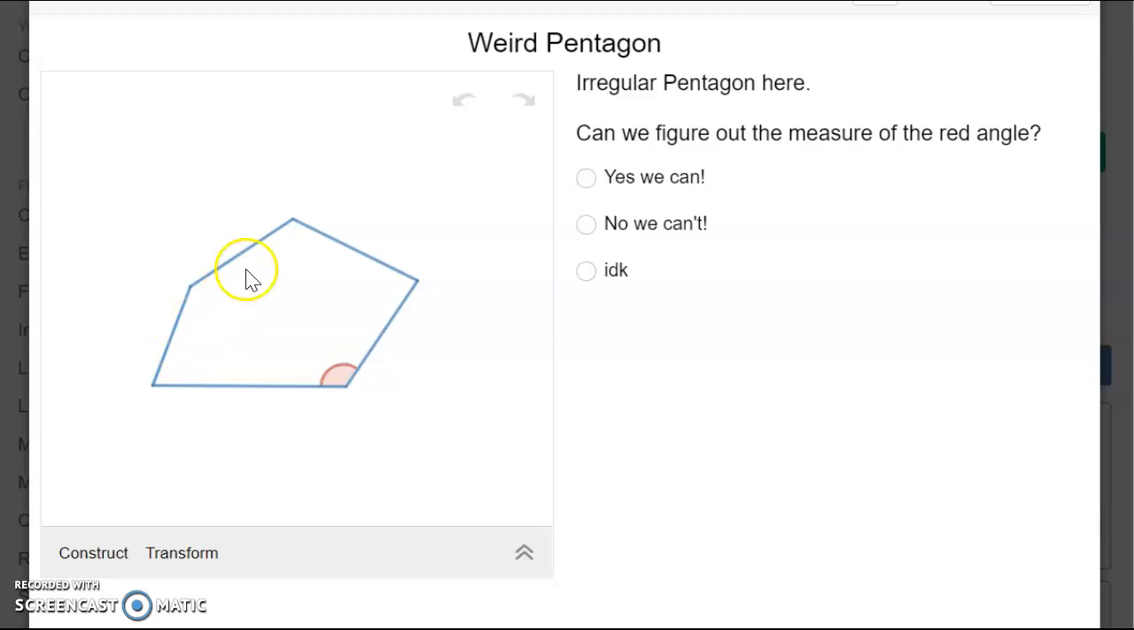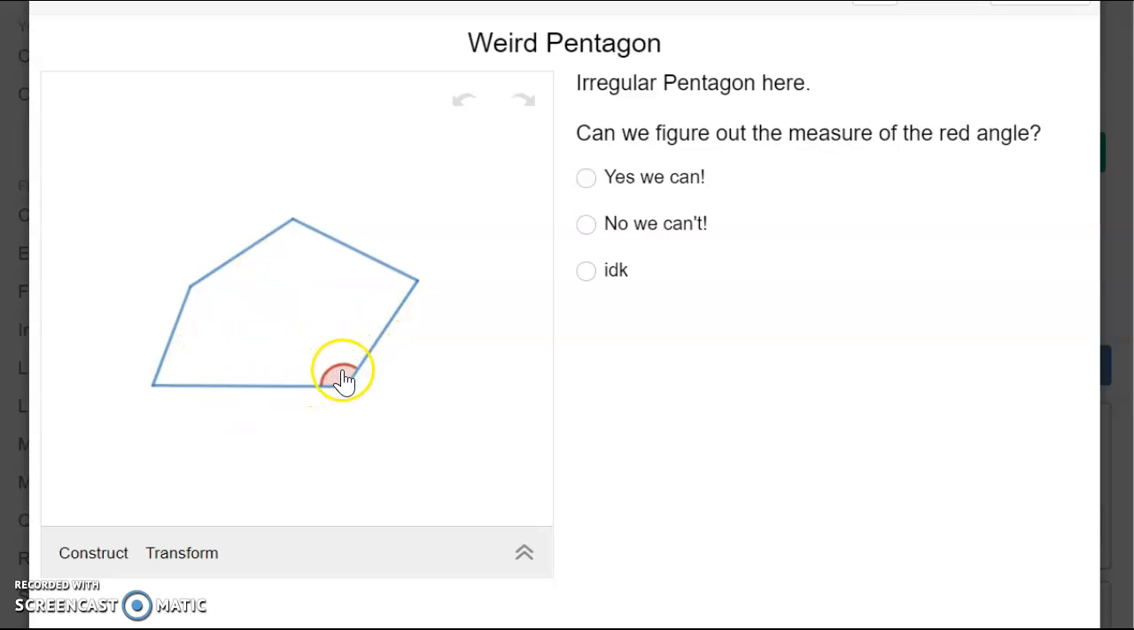Well, before we said that the interior angles of a hexagon, because it's six-sided, so 6 minus 2 is 4, and 4 times 180 is going to be 720. We know that the interior angles are going to add up to 720.